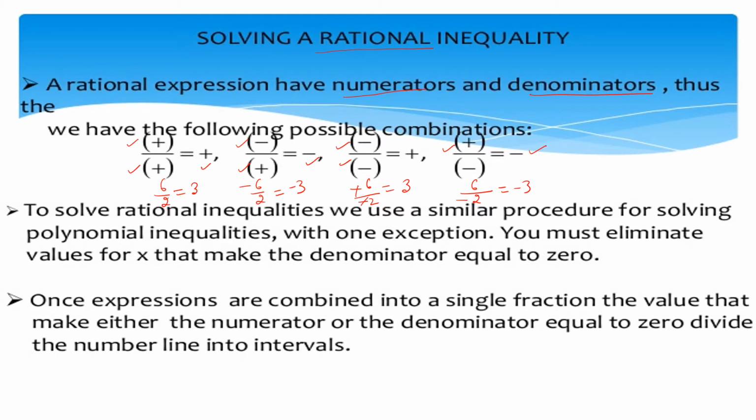Now to solve rational inequalities, we use a similar procedure to solving polynomial inequalities, with one exception. We must eliminate values of x that make the denominator equal to 0. Once the expressions are combined into a single fraction, the values that make either the numerator or denominator equal to 0 divide the number line into intervals, and we can find the solutions.